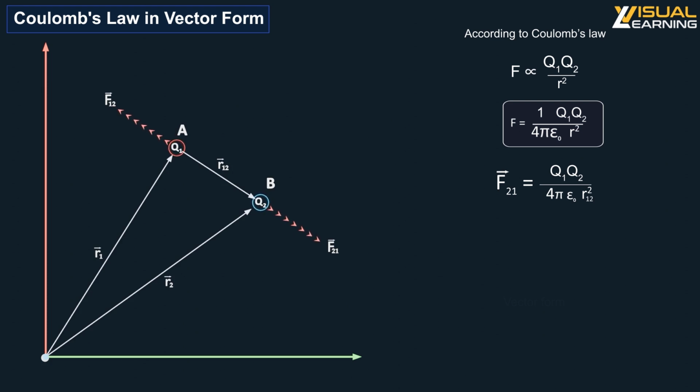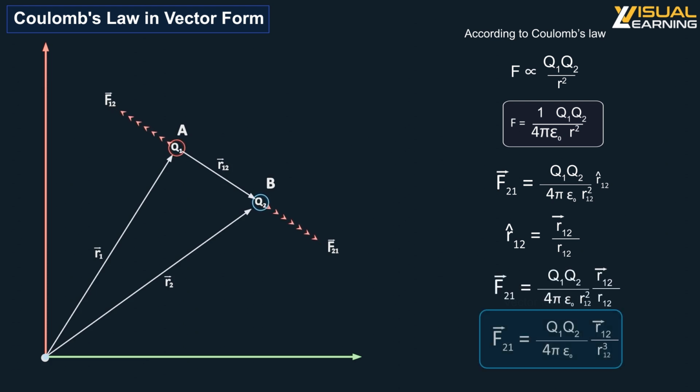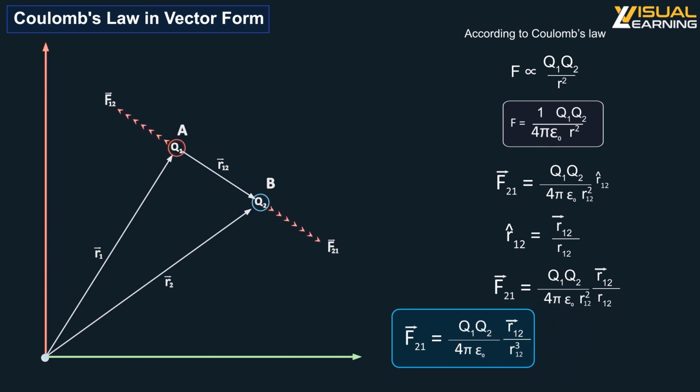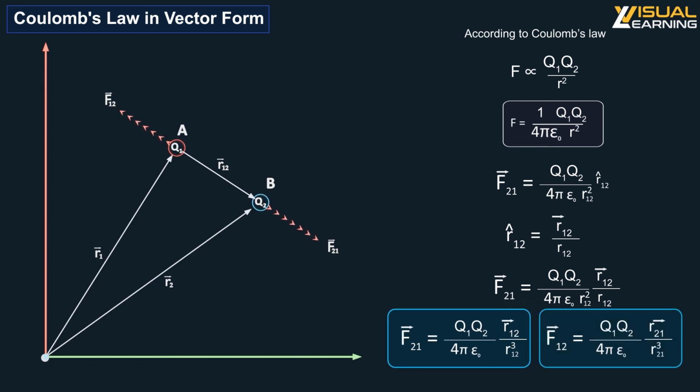To represent its direction, we use a unit vector, which is r12. The value of a unit vector is given by the vector divided by the magnitude of the vector. So, we will replace this unit vector with the given values. After simplifying the equation, we get the following result. Similarly, for the force F12, the equation will be as follows. This vector equation is called the vector form of Coulomb's law.